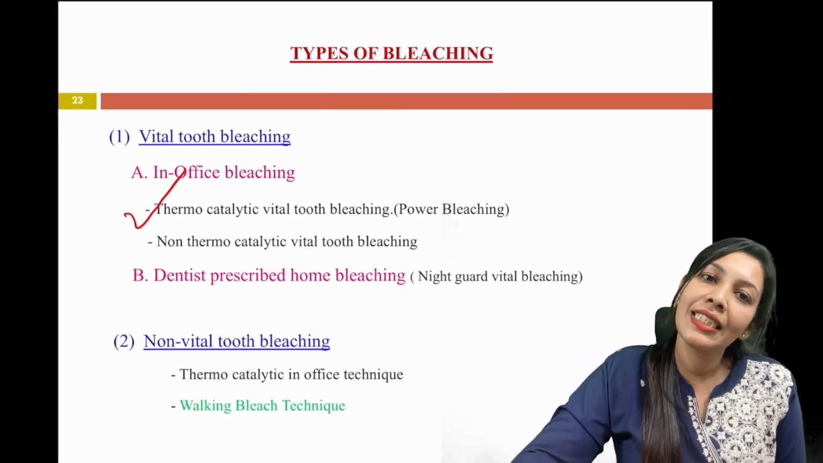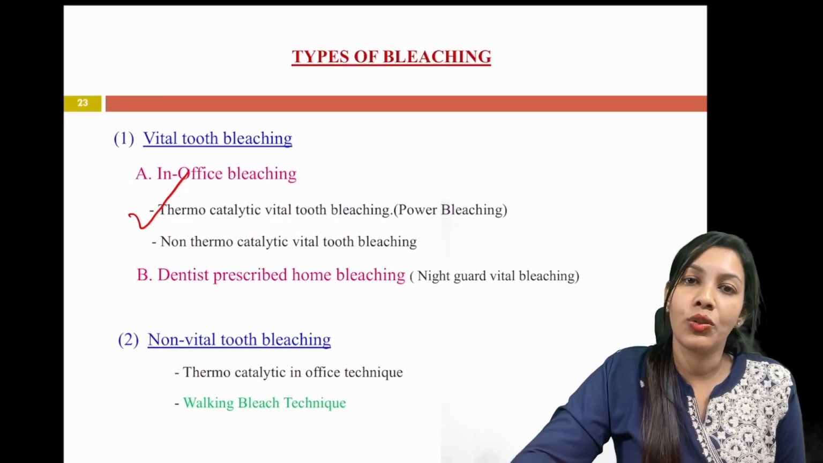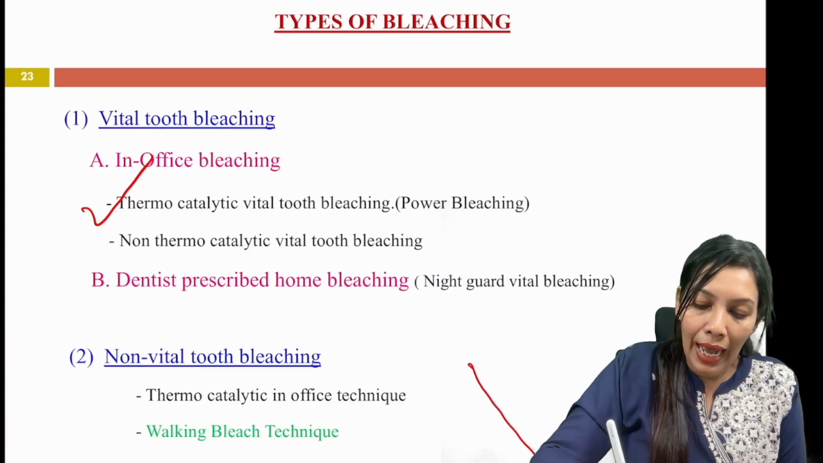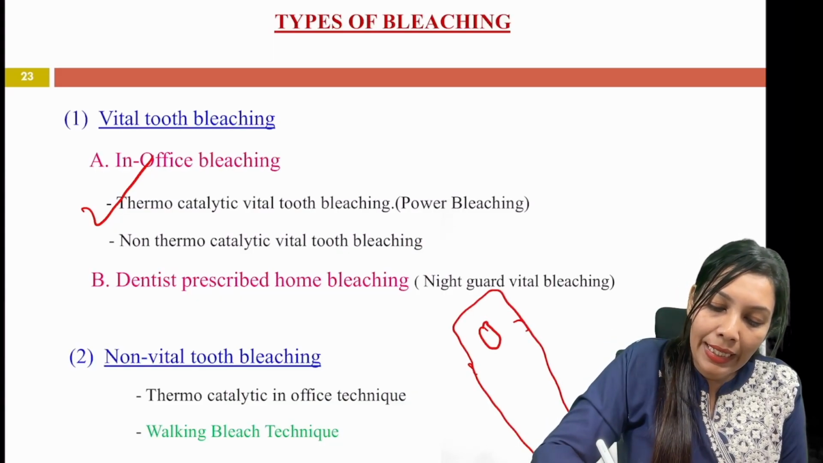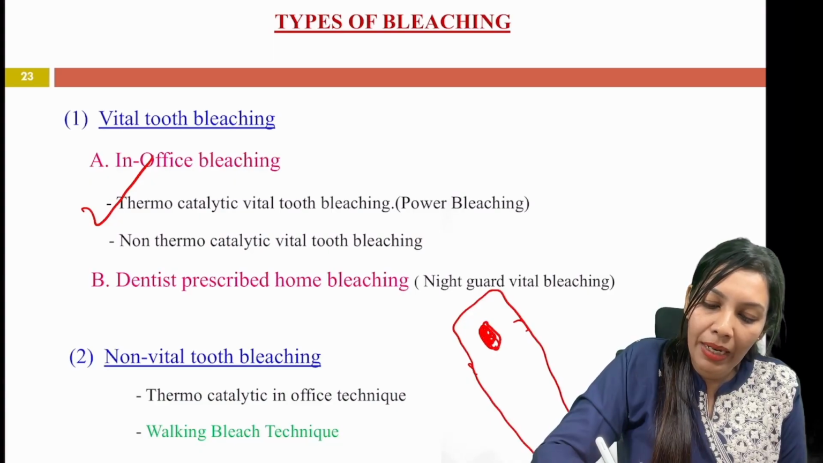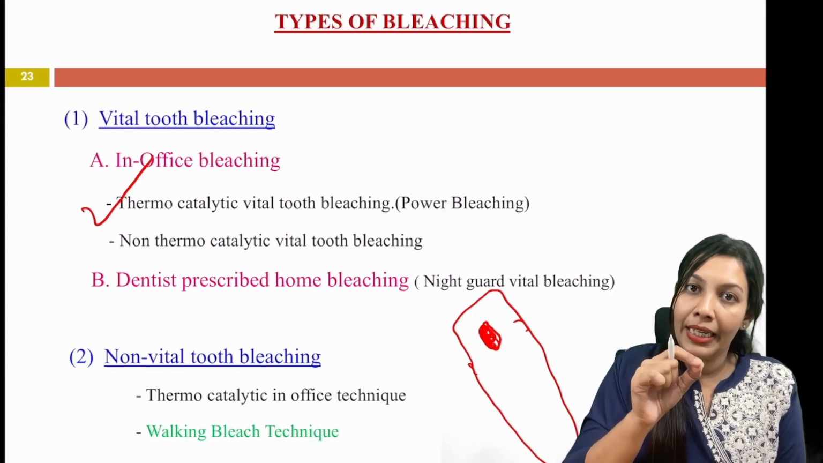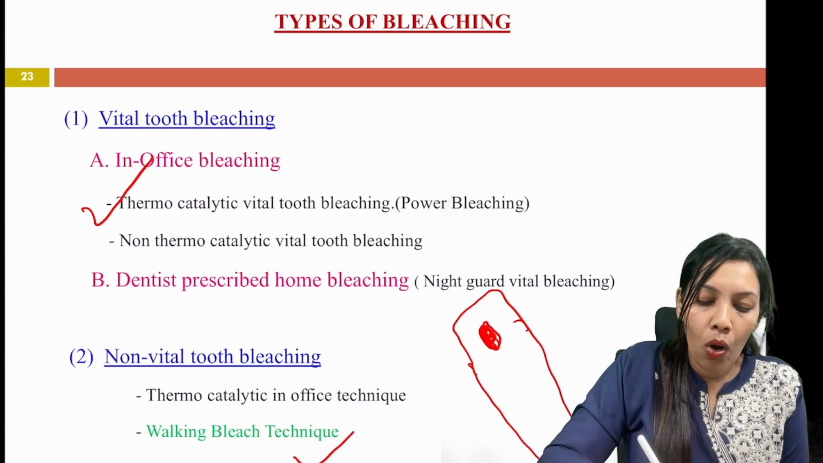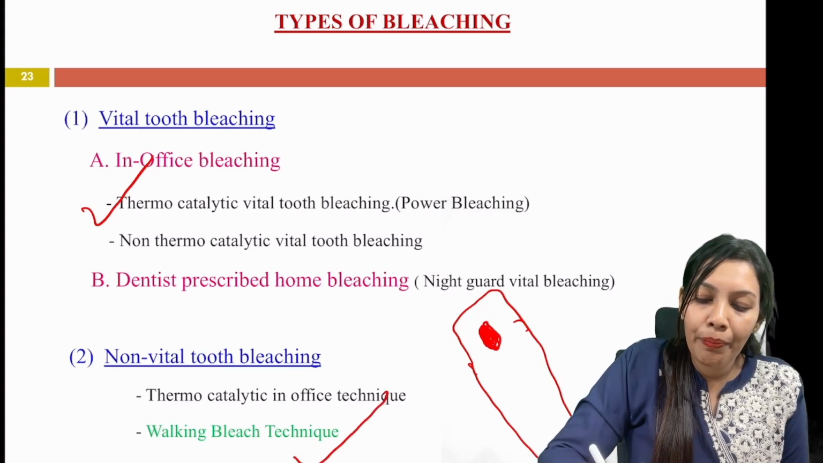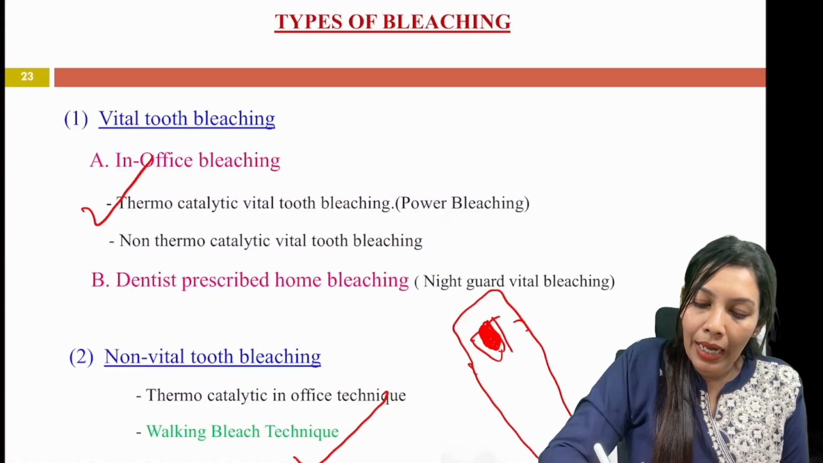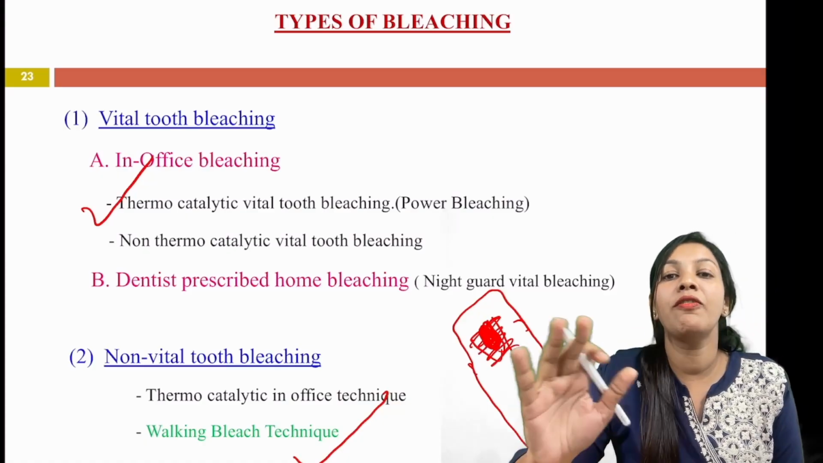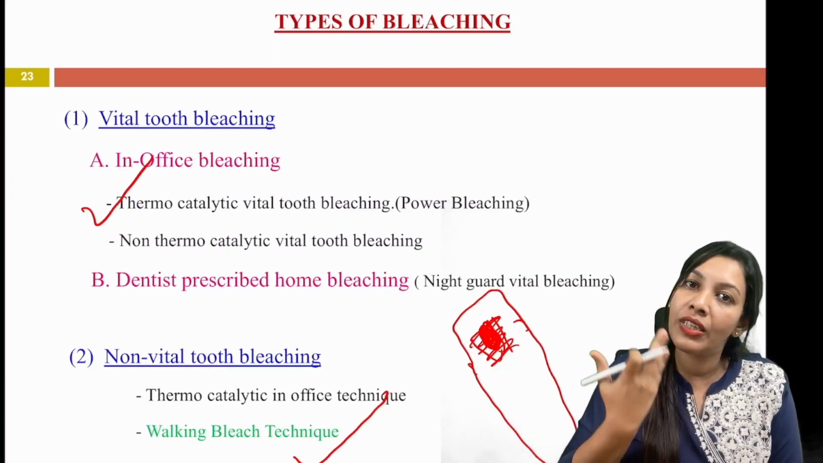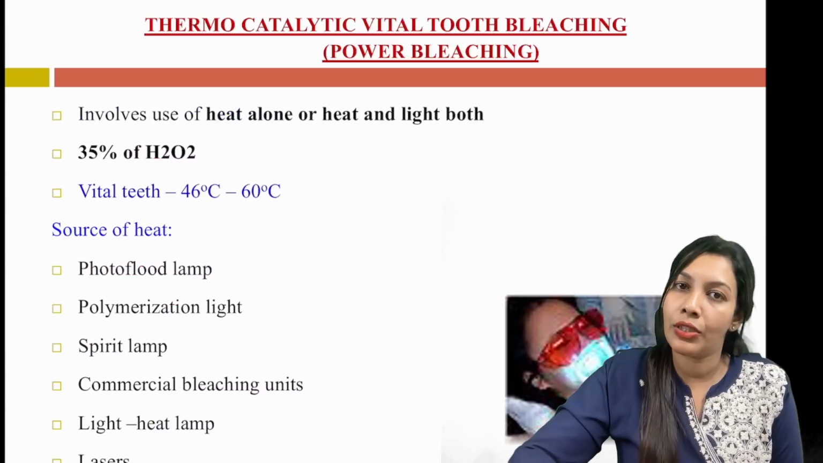Then comes the next condition, non-vital tooth. The tooth is dead. So what we can do is an access opening, make a hole inside the tooth, place the material and activate it. That is thermocatalytic bleaching. And walking bleaching means we will place the material, close the canal, and the patient will be left. That is walking bleaching. The patient is walking along with the bleach within the tooth and will be recalled afterwards.